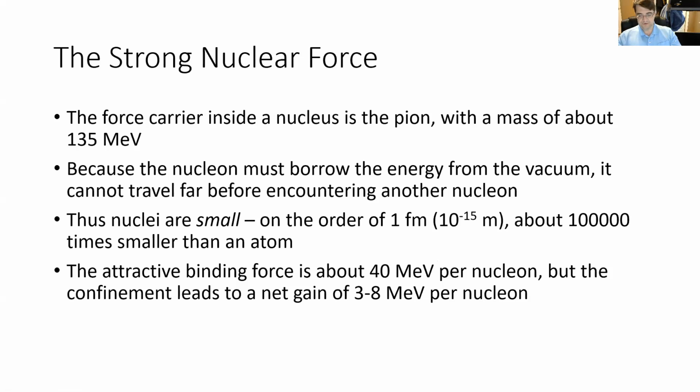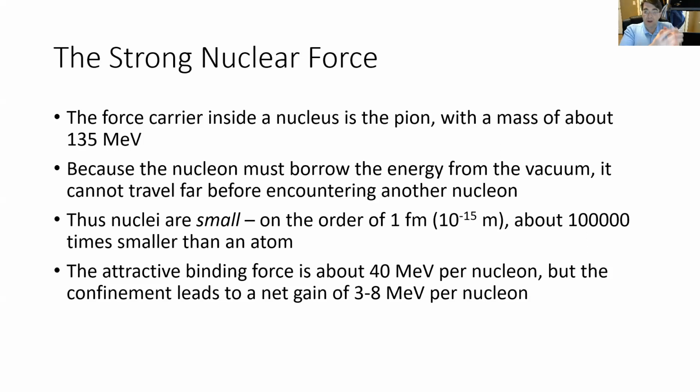Strong nuclear force is what ends up binding nuclei together. What keeps nuclei together are the force carriers called pions. Pions have a mass of about 135 million electron volts. By comparison, a proton is about 931 million electron volts, neutrons about 932, and electrons just a little over 500,000, 511,000.